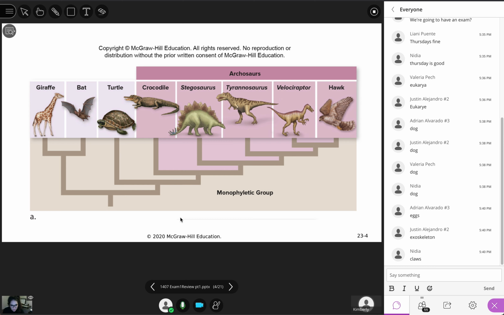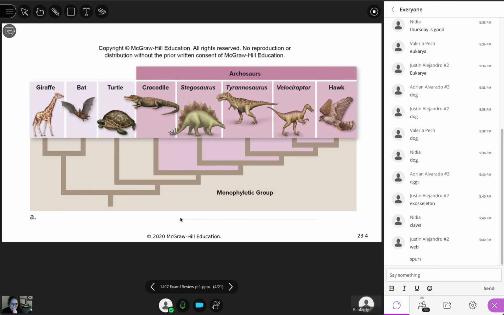Claws, yeah, they both have claws. Have you noticed the way that the feet look on a bird? Have you ever looked at a chicken's foot? What does it have on it? You can put it in the chat. It does have webbing, but what else? What else do you see on a chicken foot?